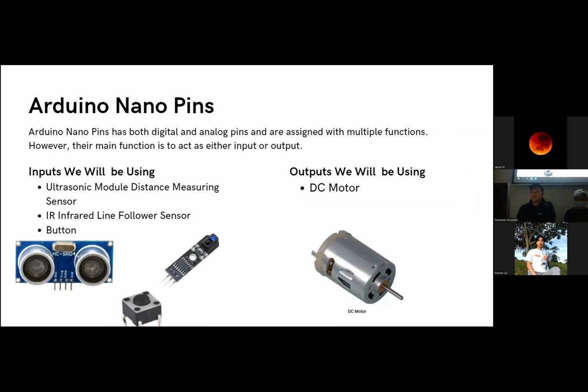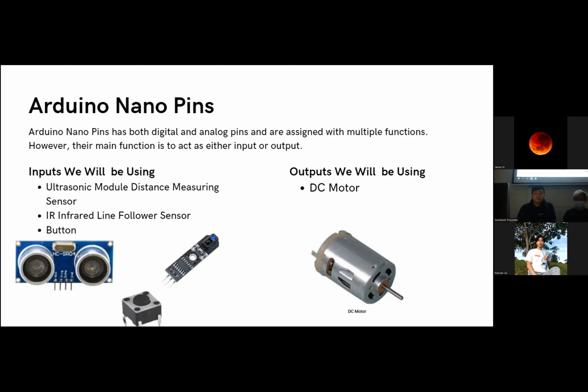Okay, awesome. All right, Arduino Nano pins have, as I already said, digital and analog pins, and they're assigned multiple functions. However, the main function is to act as either input or output. What we'll be using during the Sumobots competition is the ultrasonic module distance measuring sensor, the IR infrared line follow sensor, and the button for inputs. And for outputs, we'll be mainly using the DC motor.